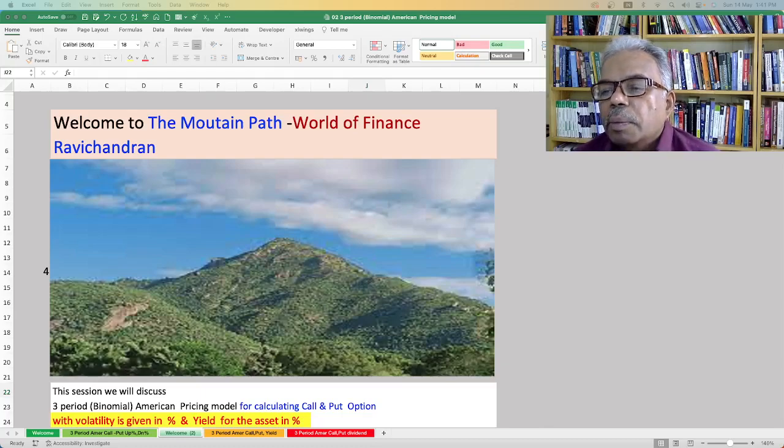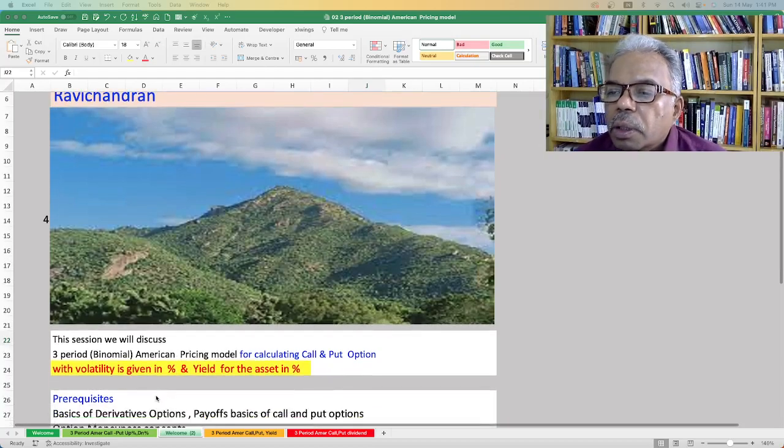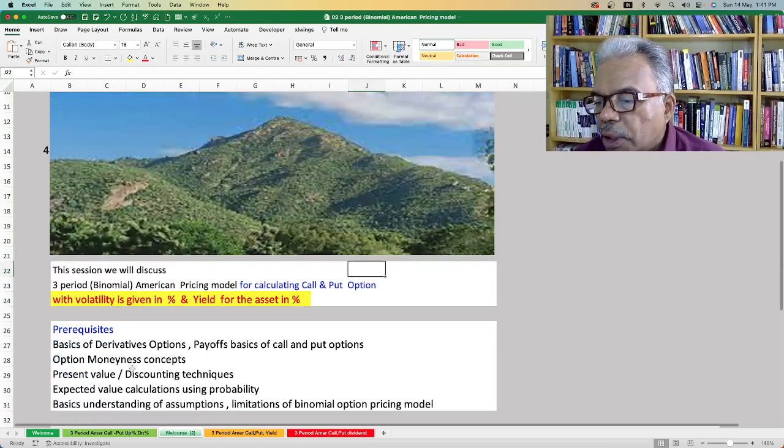This is Ravichandran. In this session we will discuss a three-period binomial American pricing model for calculating call and put options, where volatility is given as a percentage and the yield of the underlying asset is given as a percentage.